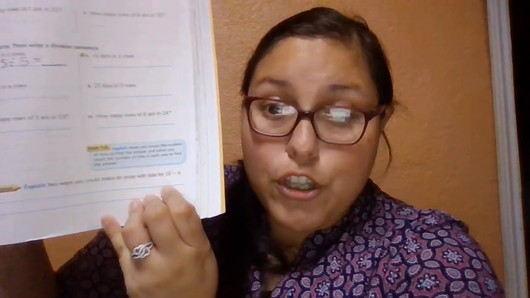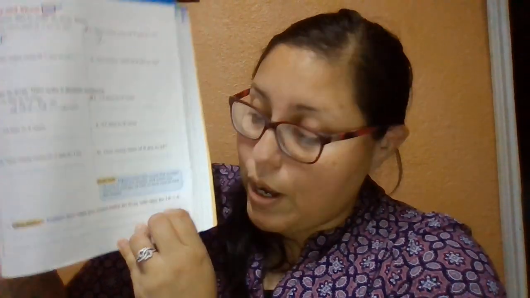Number 11 says, explain 2 ways you could make an array with tiles 18 divided by 6. There are 2 ways you can make them. So I want you to explain those ways. First, you can make a picture. You can cut the squares, cut 18 squares and make them into 6 rows. How did you make them?